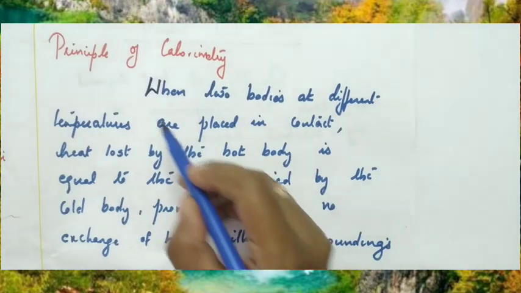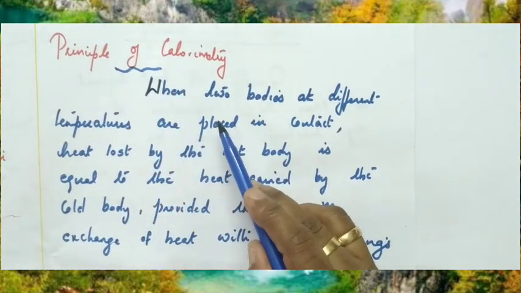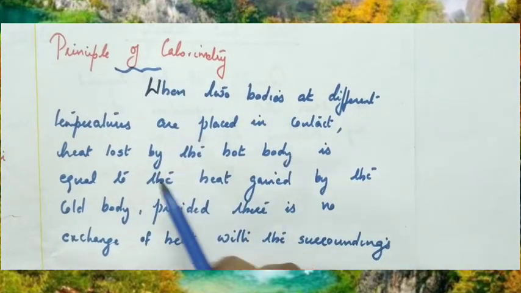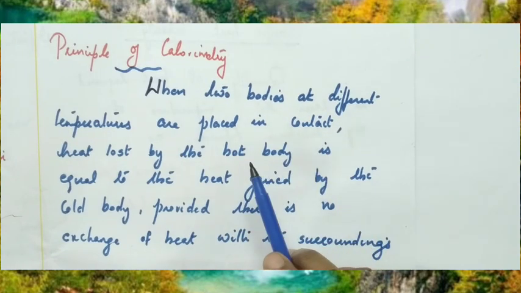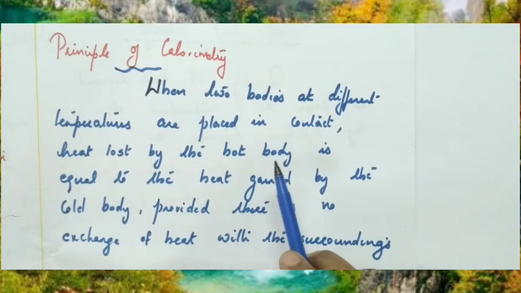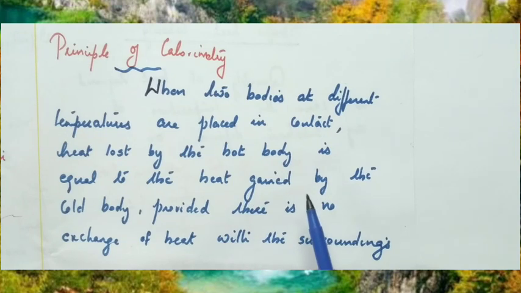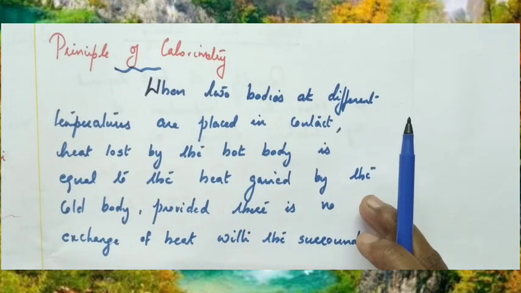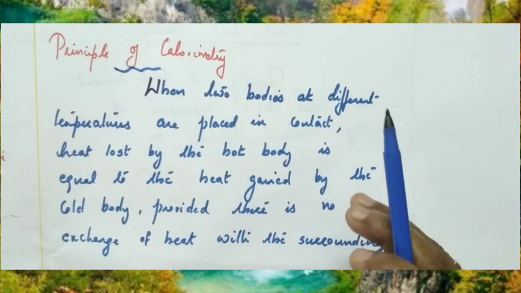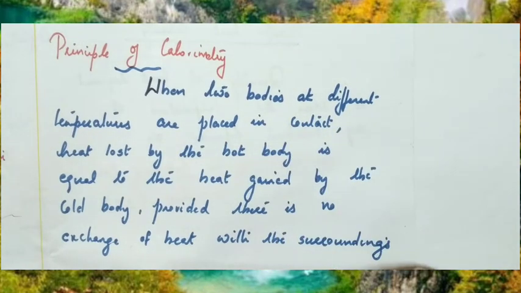What is the principle of calorimetry? We know that when two bodies at different temperatures are placed in contact, heat lost by the hot body is always equal to heat gained by the cold body. So, we know that when hot body is placed in contact with the cold body, after some time the cold body gets slightly heated up and the hot body loses the amount of heat.